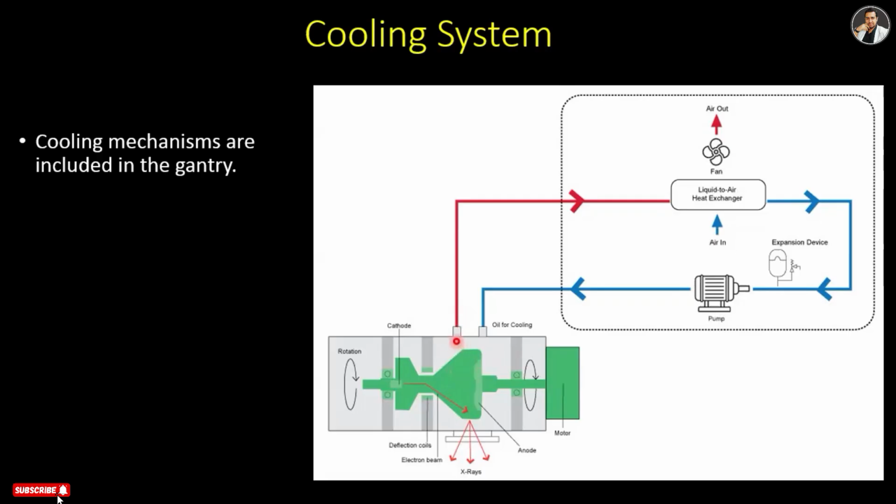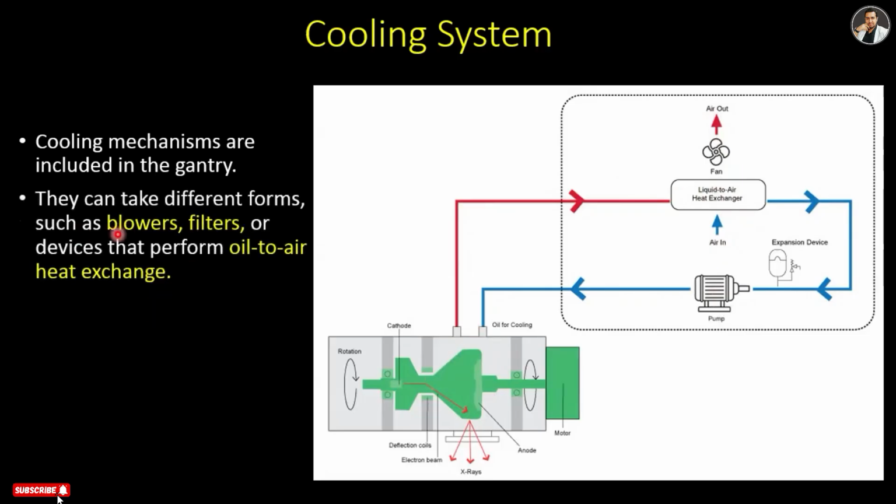The heat is then removed by the fan. There is a liquid-to-air heat exchanger, which is used to suck in the air, and the fan is used to suck the air. The fan is used to cool the oil. After cooling, the oil is circulated through another pump. The cooling system works with the circulation of the oil.